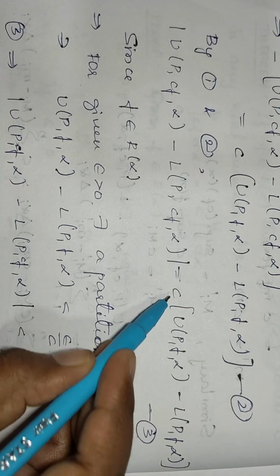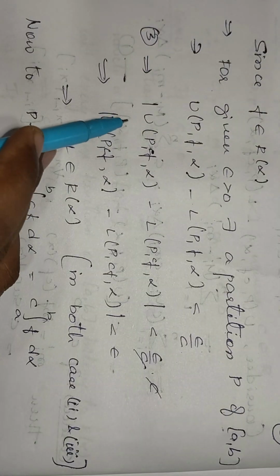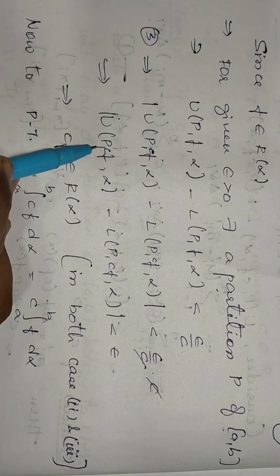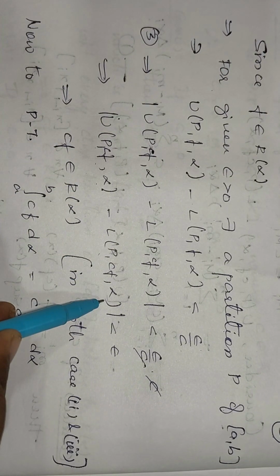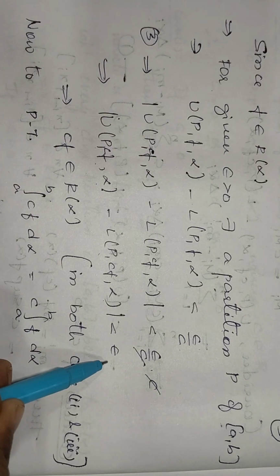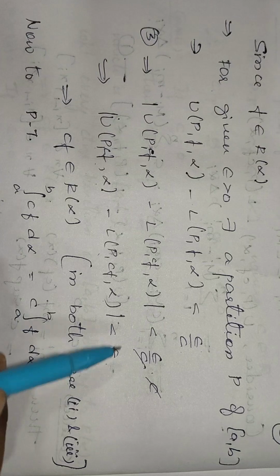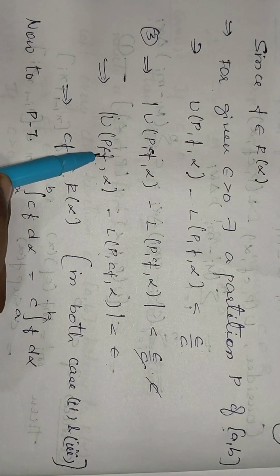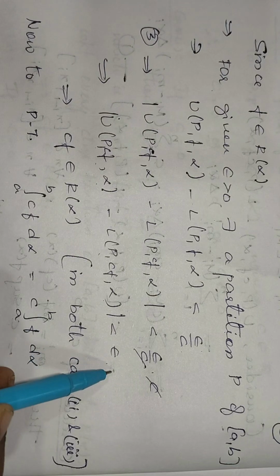Okay, so this c will now get cancelled with this c. So I am now left with mod of U(P, cf, alpha) minus L(P, cf, alpha) is less than epsilon. So if mod of this is less than epsilon, then obviously U(P, cf, alpha) minus L(P, cf, alpha) is less than epsilon.